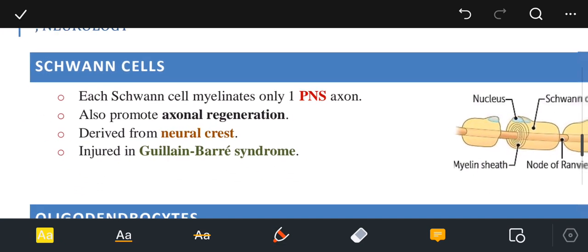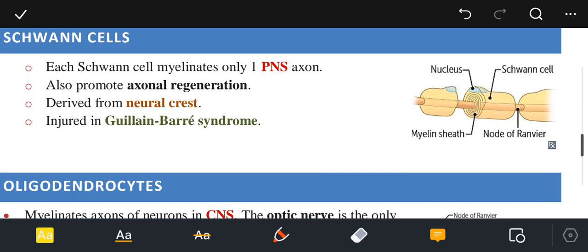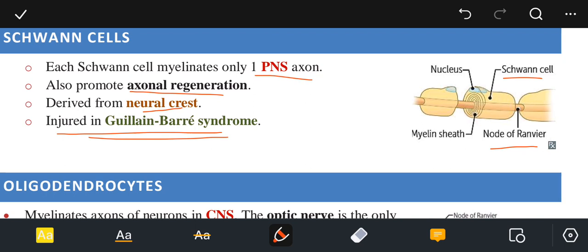Now, what are Schwann cells? Each Schwann cell myelinates only one peripheral nervous system axon. They also promote axonal regeneration, are derived from the neural crest, and are injured in Guillain-Barré syndrome. So these are the Schwann cells, and this is the node of Ranvier, the point of disruption or discontinuation of the myelin, and these are the myelin sheath.